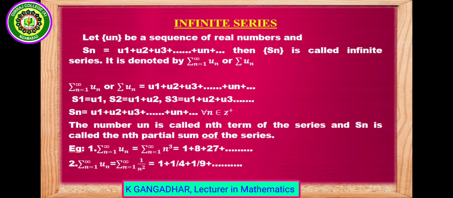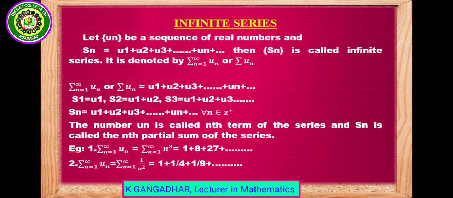So in the sigma Un we define U1, U2 so on Un, and S1, S2 so on Sn. Un is called the nth term of the series and Sn is called the nth partial sum of the series.